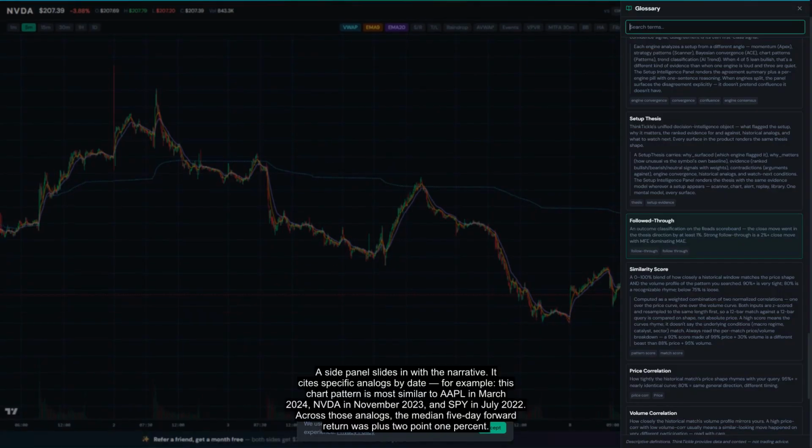A side panel slides in with the narrative. It cites specific analogs by date. For example, this chart pattern is most similar to Apple in March 2024, Nvidia in November 2023, and SPY in July 2022. Across those analogs, the median 5-day forward return was plus 2.1%.